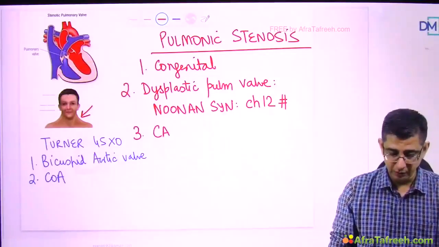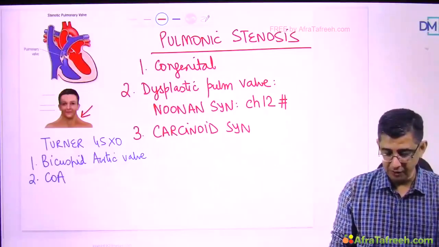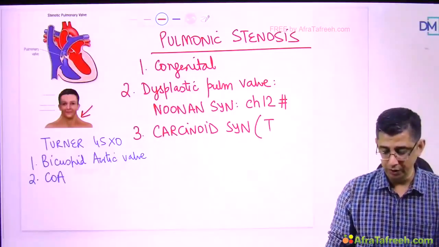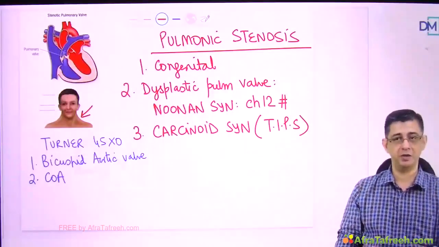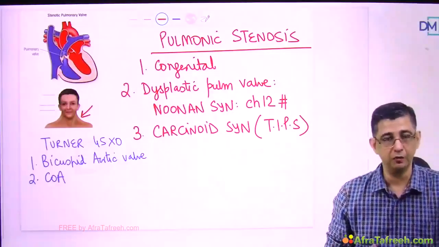The third reason for pulmonic stenosis is carcinoid heart disease, carcinoid syndrome. The 5-HT derivatives can contribute to two valvular lesions by the name of tricuspid insufficiency and pulmonic stenosis, and tricuspid insufficiency incidence-wise is relatively more common.